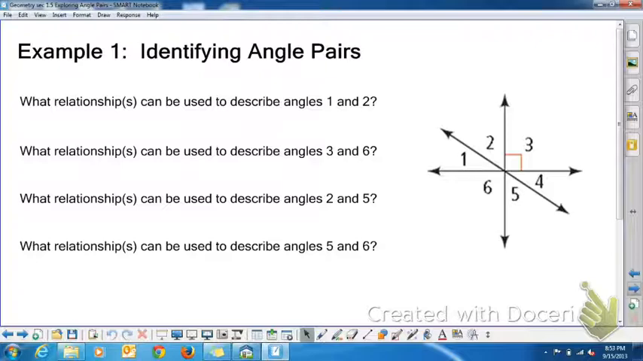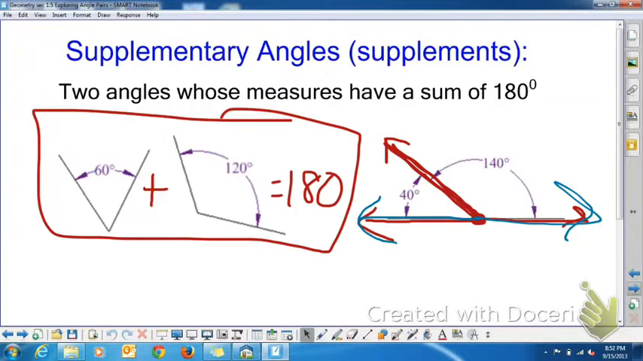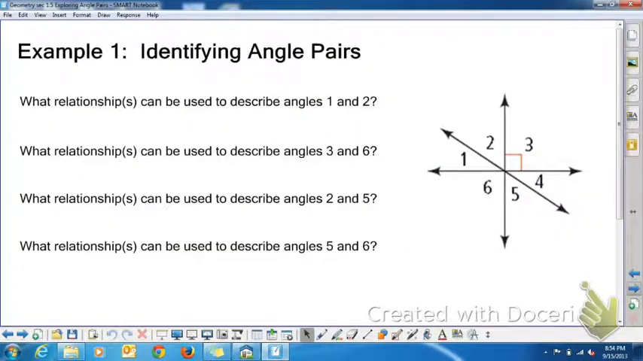Example 1, let's identify some angle pairs from the picture on the right. What relationship or relationships can be used to describe angle 1 and angle 2? They share a common vertex and a common side, so that makes them adjacent angles. They also add together to equal 90 degrees, so that makes them complementary.